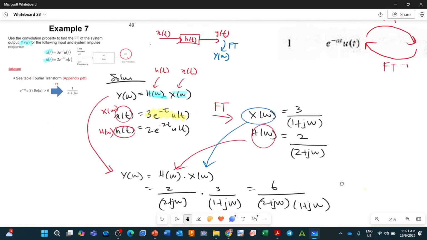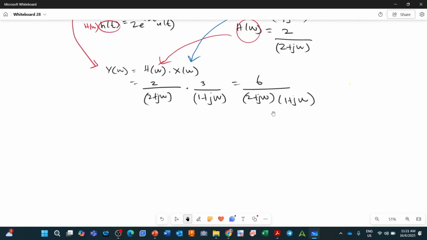Remember, the question is for you to get y in terms of time domain. So you are first trying to solve for Y in terms of frequency domain. After you get Y omega in frequency domain, you are going to use the inverse Fourier transform to convert it back to time domain. The aim is most of the time to get the answer in time domain. For you to solve this, you cannot convert this directly.